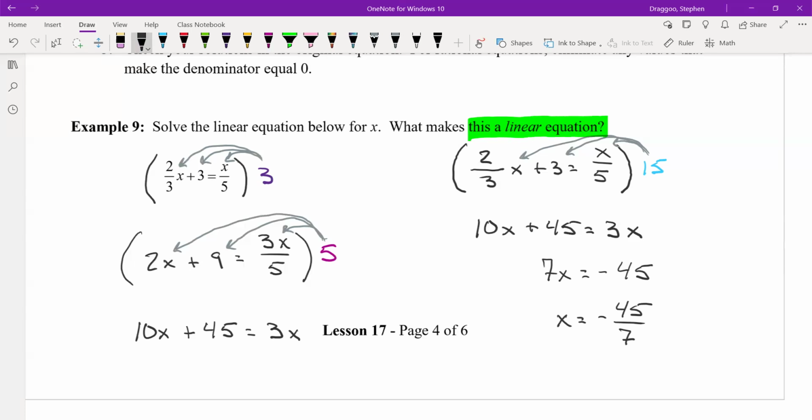So what do we want to say over here? What makes this linear? Only x's, only x to the 1s. Yeah, only x's and constants.